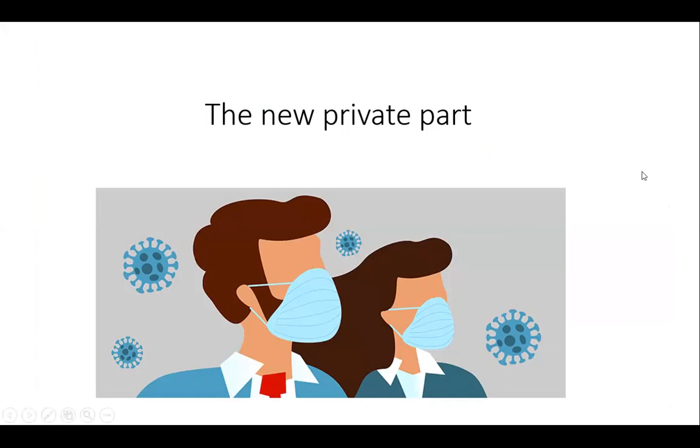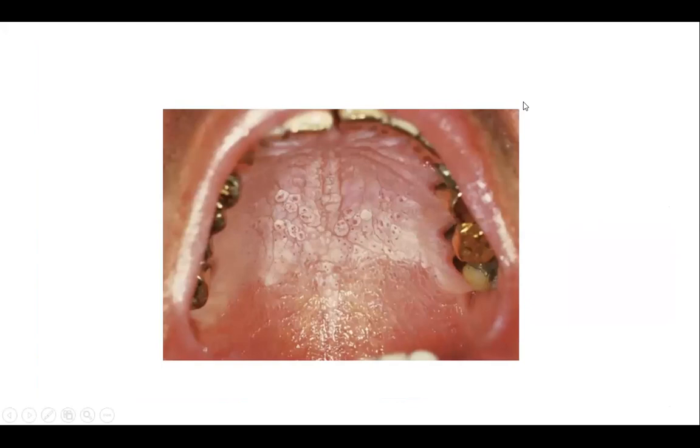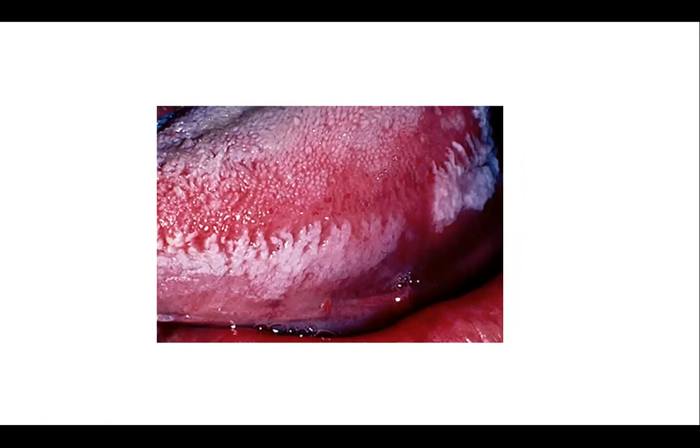So last category, the new private part because of the COVID era, the mouth. So what is this? What diagnosis? Nicotine stomatitis, very good. Oral leukoplakia. Oral hairy leukoplakia, very good, which occurs with EBV.